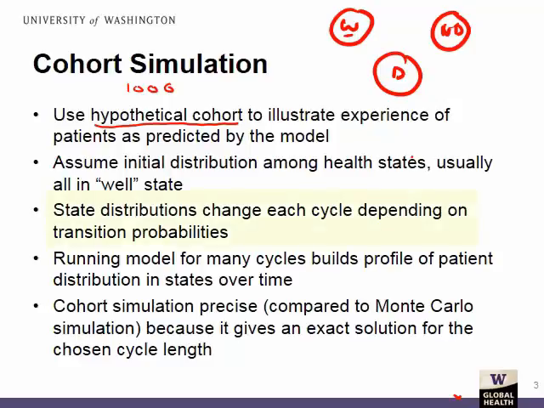But sometimes you have diseases where you want to start the model with a proportion of patients who are sick. So maybe you have 80% here, 20% here, and 0% here. So you can distribute the cohort depending on the disease that you have. When you run the model for many cycles, it builds a profile of patient distribution in the states over time, and we'll see how to do this. The advantage of cohort simulation compared to individual simulation, what we call Monte Carlo simulation, is that it gives an exact solution for the chosen cycle time. If you repeat it many times, it will give you the same solution multiple times.